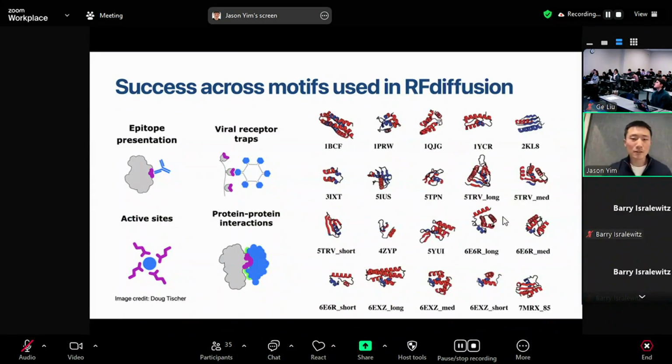Then we test this with a benchmark that was previously shown in RFdiffusion, across a lot of different biological functions, from epitope presentations to active sites and interactions. This is just a showcase. I'm not going to go into any details on any of these, but we were able to successfully scaffold all of these cases that are known to be very important in therapeutics or industrial applications.